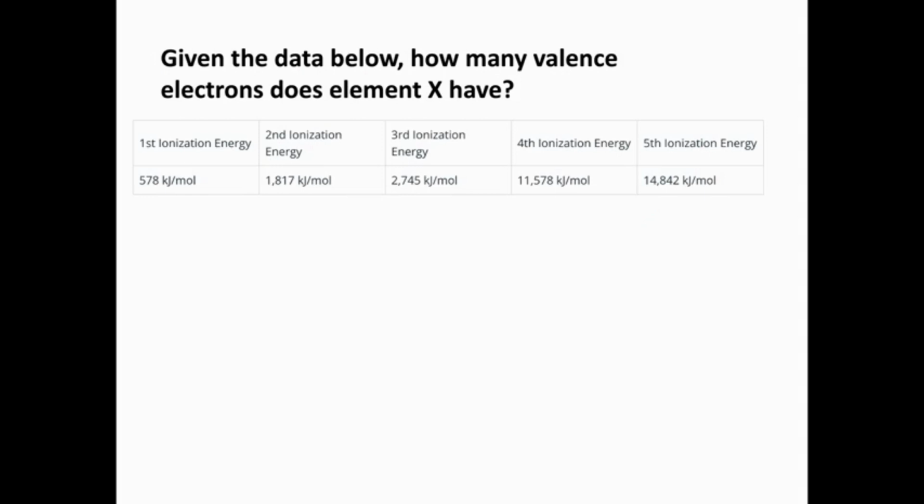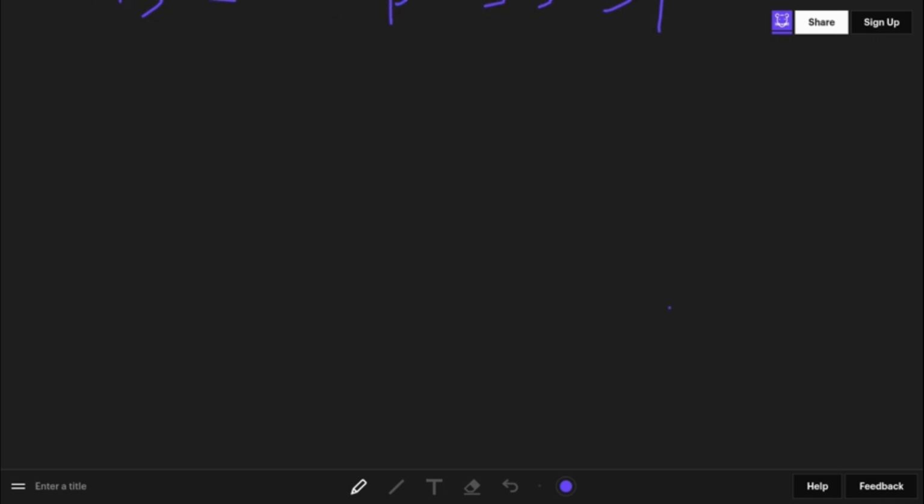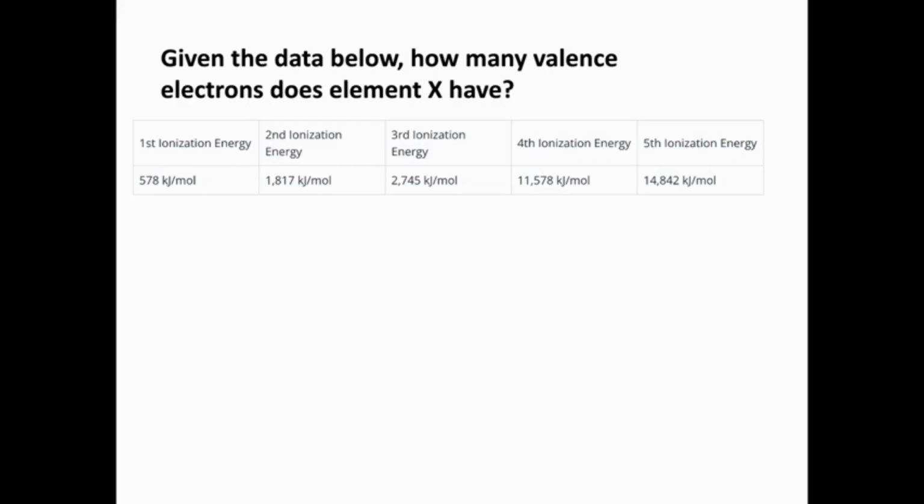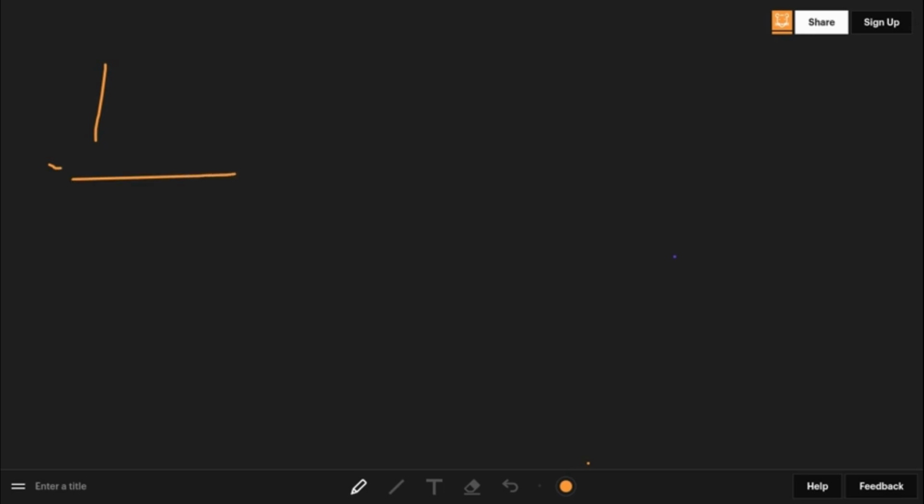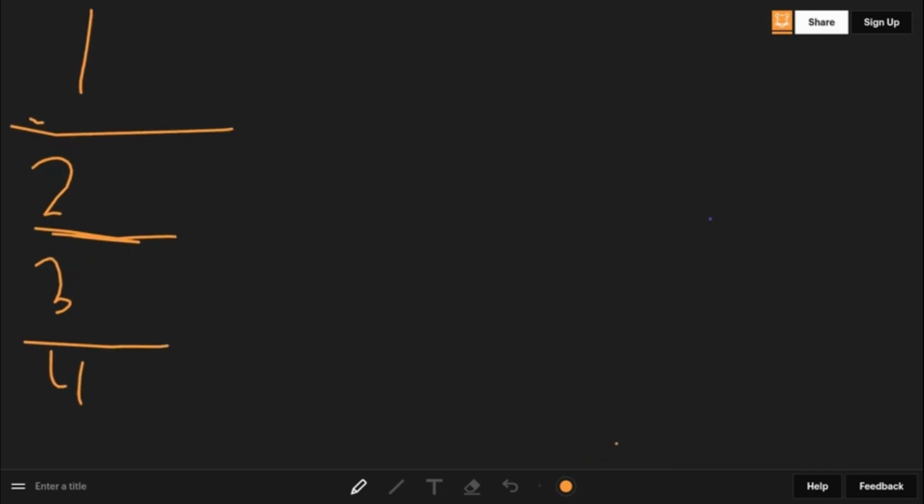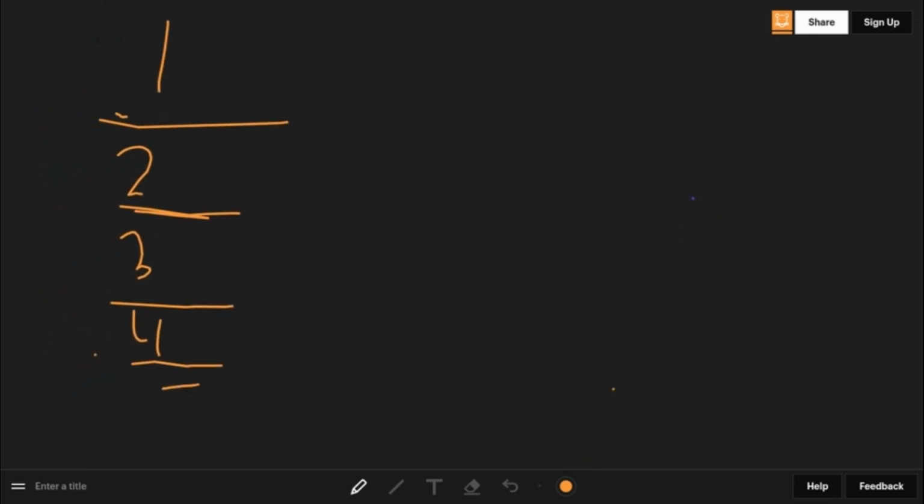Alright, final question. Given the data, how many valence electrons does element X have? The answer for this depends on where the huge jump in energy required is. So let's make a quick table. It gives us from 1 to 5, so 1, 2, 3, 4, 5.